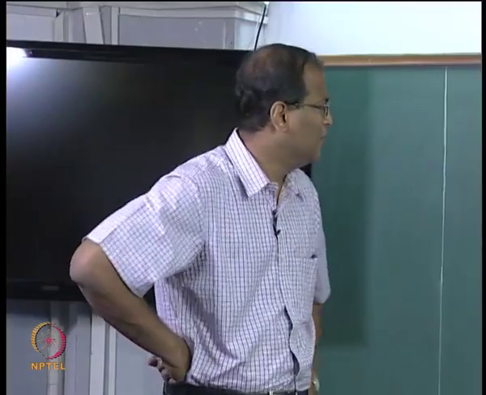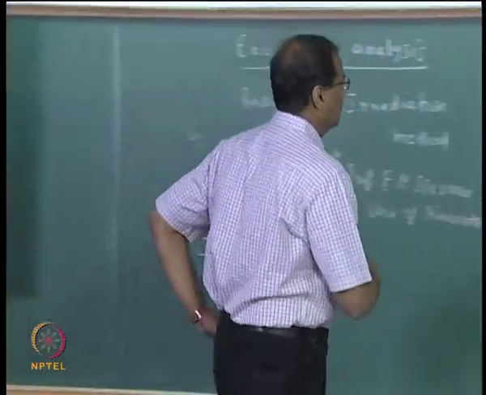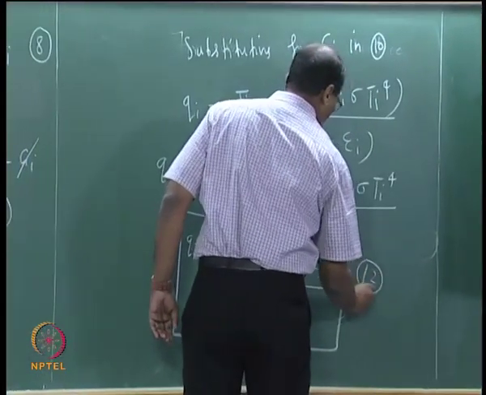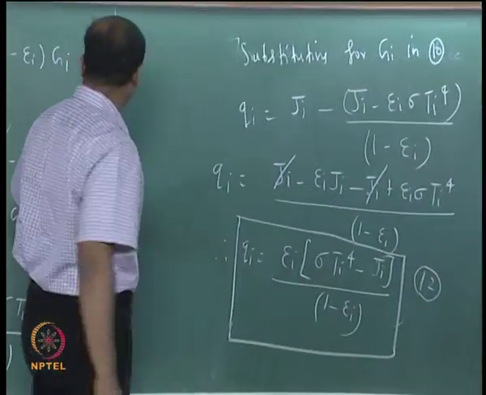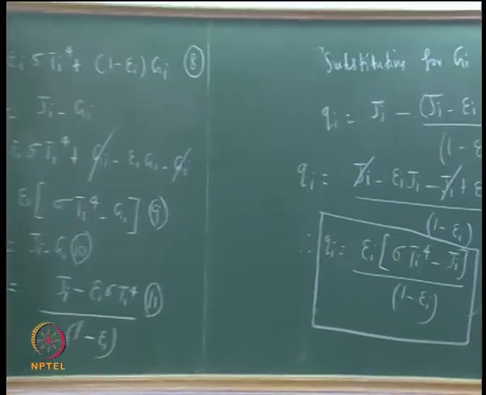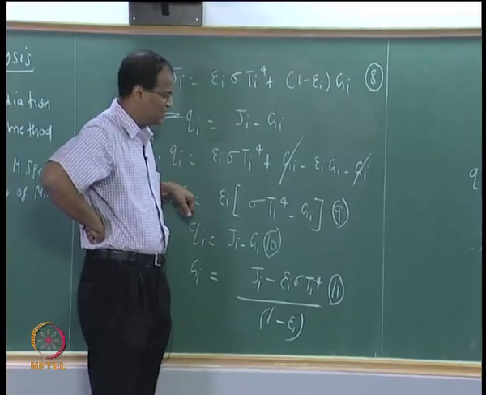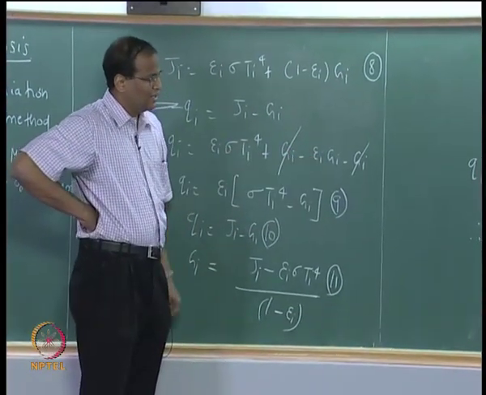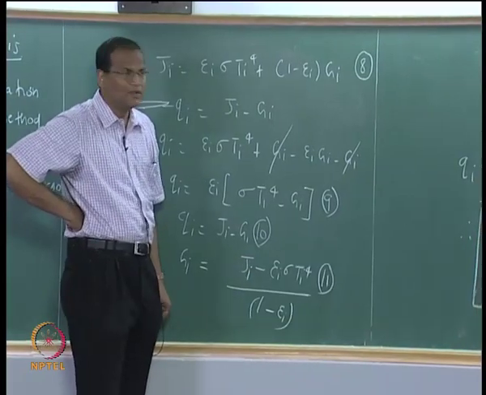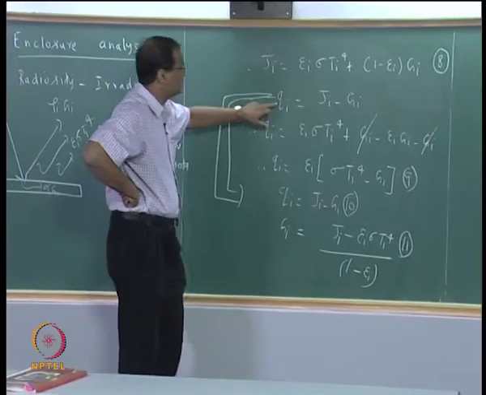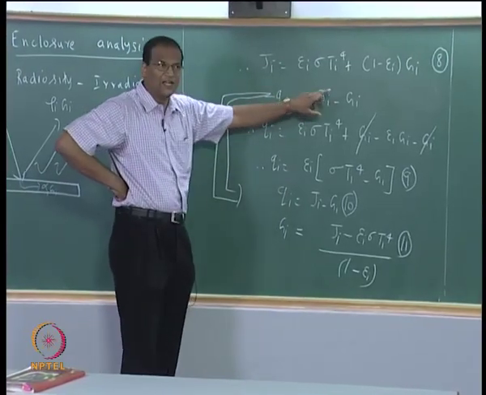So let us call this equation 12. What is the difference between 9 and 12? Both are expressions for the heat flux, but 9 is in terms of irradiations, 12 is in terms of radiosities, but our original expression is in terms of both radiosity and irradiation.